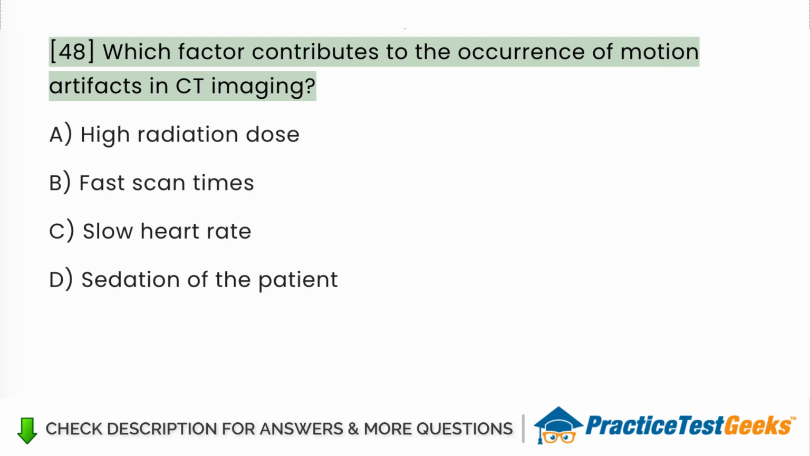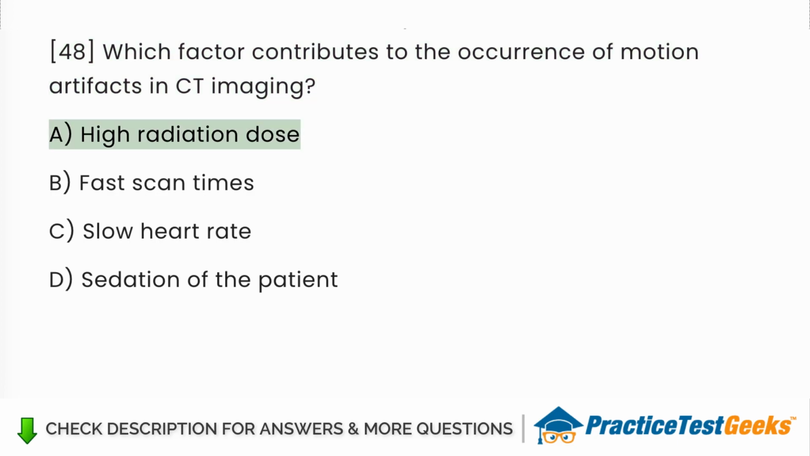Which factor contributes to the occurrence of motion artifacts in CT imaging? A. High radiation dose. B. Fast scan times. C. Slow heart rate. D. Sedation of the patient.